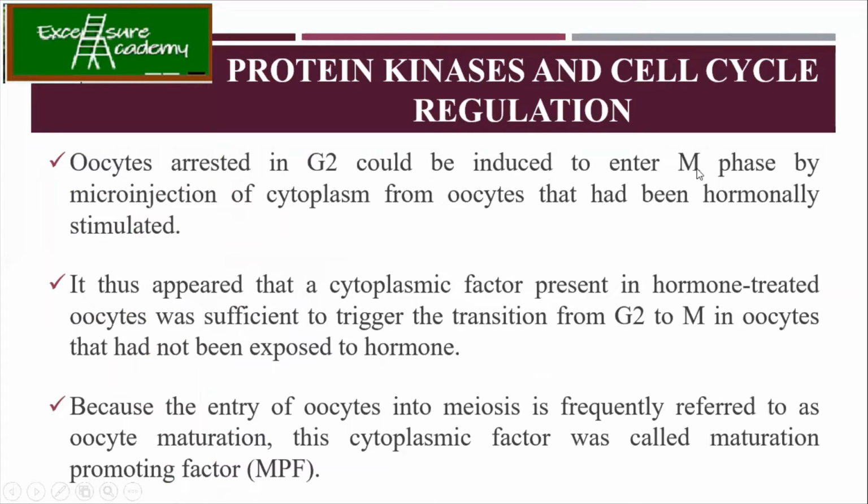Okay, so it thus appeared that the cytoplasmic factor present in hormone treated oocytes was sufficient to trigger the transition from G2 to M in oocytes that had not been exposed to the hormone earlier. Now, because the entry of oocytes into meiosis is frequently referred to as oocyte maturation, that cytoplasmic factor was known as MPF, maturation promoting factor. So whatever it is, now we know that it is known as maturation promoting factor.